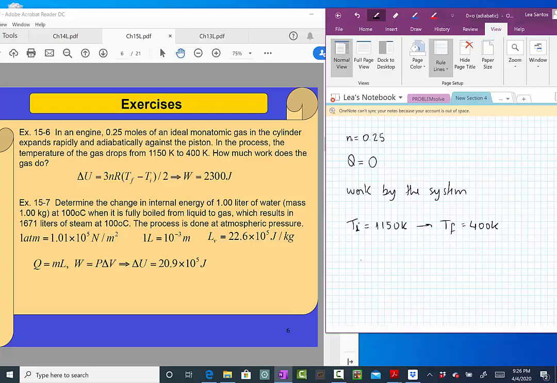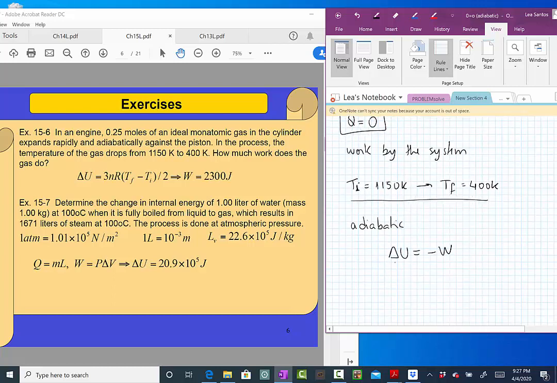And the question now is, what is the work? How are we going to compute the work? I don't know about pressure and volume. They didn't give us that kind of information, but they tell us about the temperature. And we know that in an adiabatic process there is no exchange of heat. So for the first law, delta U is equal to minus the work. And from here, we can get what the work is.